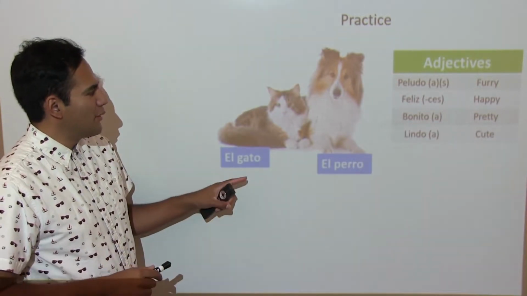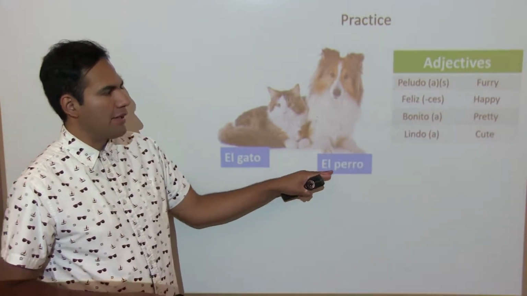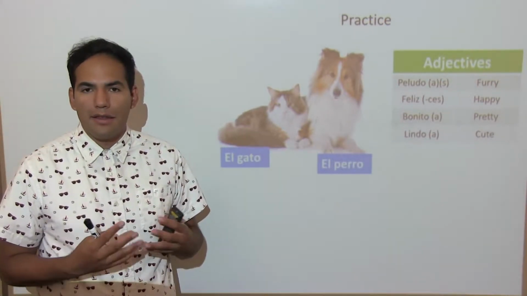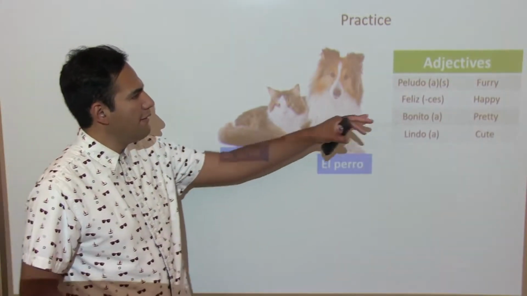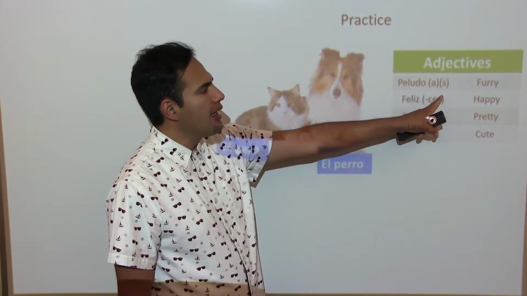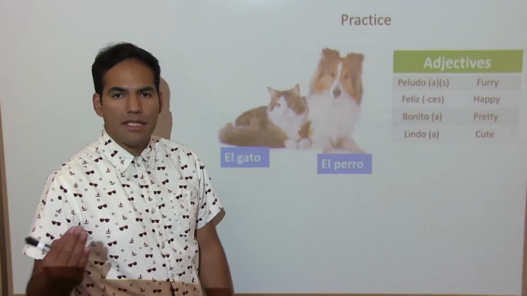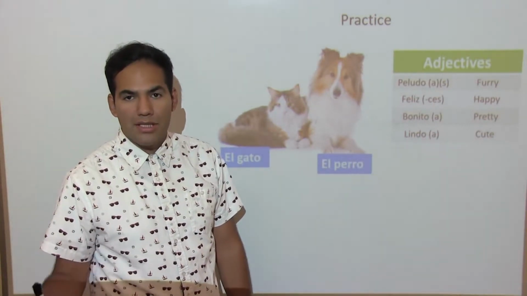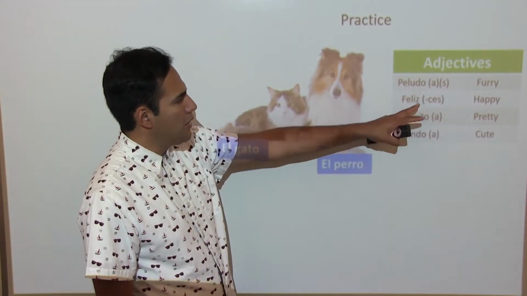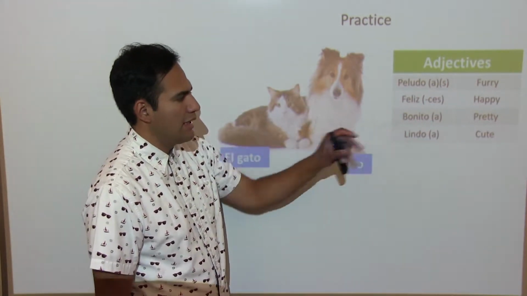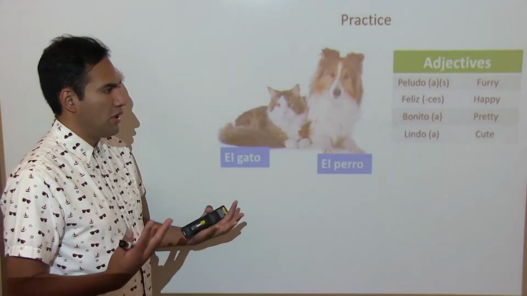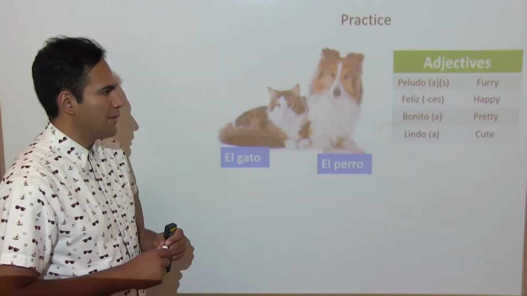So here we have el gato, el perro. So let's come up with some sentences comparing equal things. We have our adjectives right here, peludo, and notice that I'm adding an A and an S because adjectives can change based on the gender and the quantity. So we have peludo, feliz, bonito, lindo. Okay, well they're both furry, so let's talk about that.